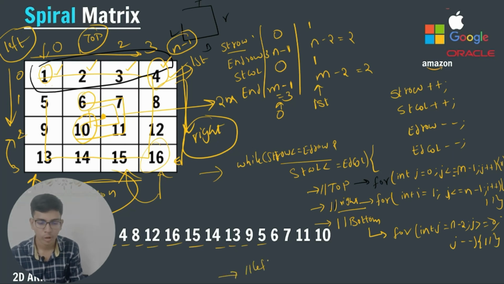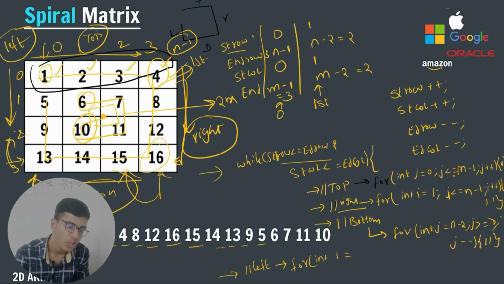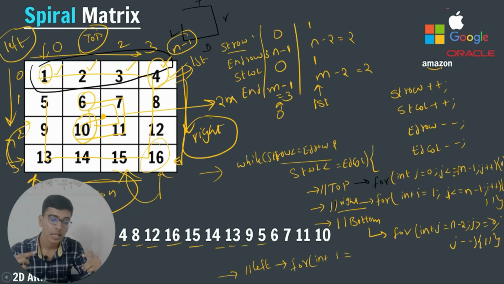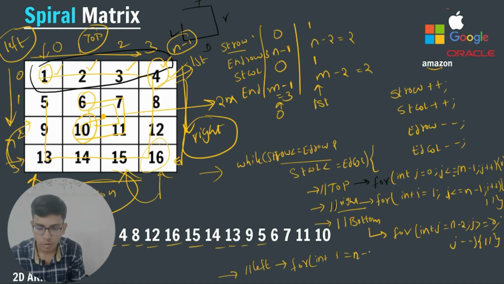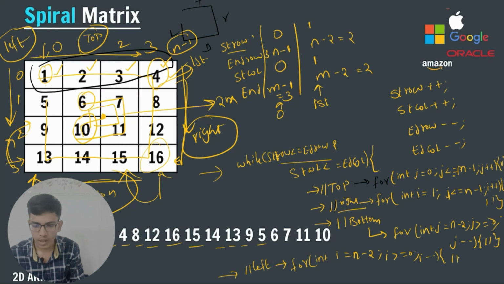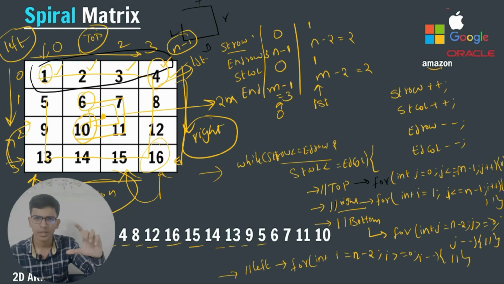I am going to print my left. So for left, we are writing for, you can see that row wise reversal. So int i will start from, I have printed my end row, so I will start from the top of my end row. So i is equals to n minus 2, and i should be greater than or equals to 0, and i minus minus. Here what I am doing, I am printing whatever the elements we have in between the particular row.